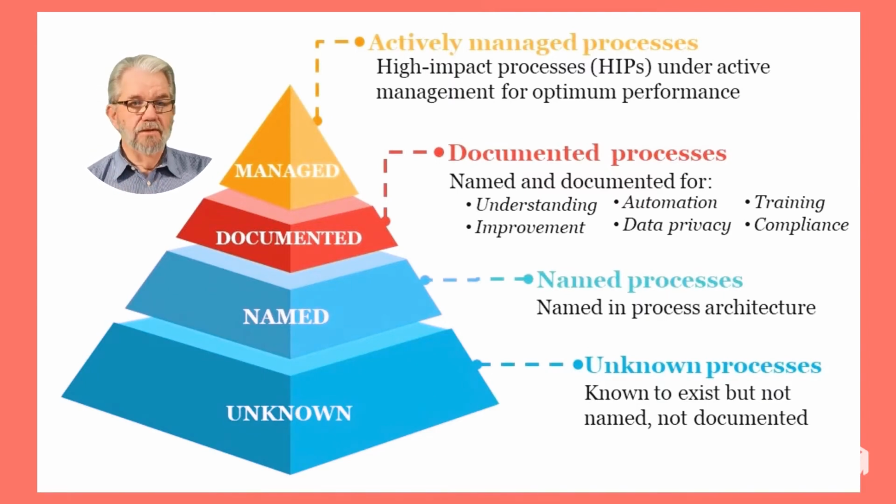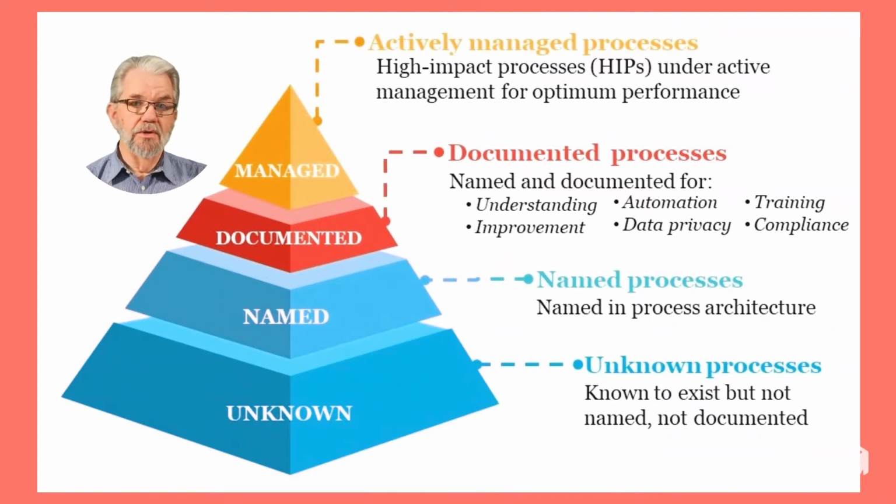So this gives us this hierarchy of processes in pyramid form, everything from the tens of thousands of processes that we really will not know much more about ever, perhaps. And then some of those will get named in the process architecture, and then some of those get documented in some detail for various reasons.